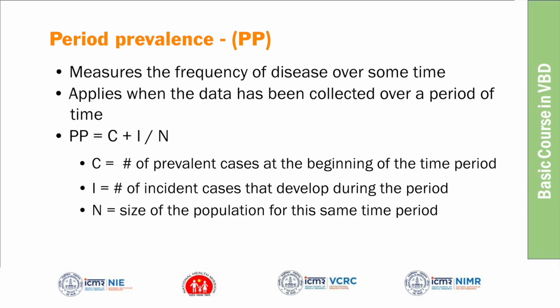So prevalent cases at the beginning of my time period, that is in 2021, how many cases were prevalent in the area in and around NIE? And then over the next 2 years, how many are newly going to develop hypertension, divided by the size of the population in Ayapakam area. So this is how you calculate period prevalence. Period prevalence cannot be calculated in cross-sectional studies. You require follow-up data for this.